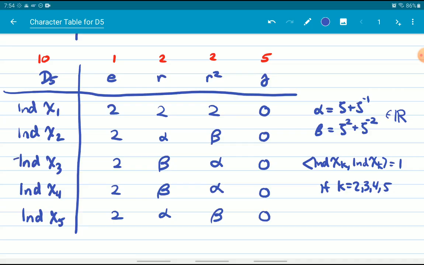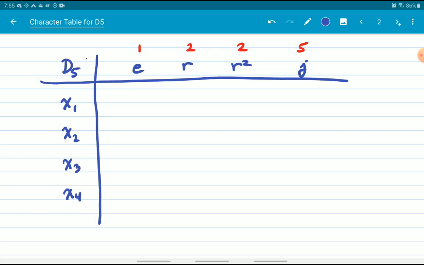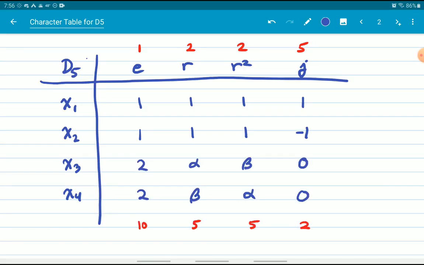You really only get 2 new ones. The other one is not irreducible, as you can easily check. It's a sum of 2 one-dimensional representations. So using this, we can fill in the full character table for D5. There are the 2 one-dimensional representations. And there are those 2 new ones, those induced representations, which turned out to be irreducible.